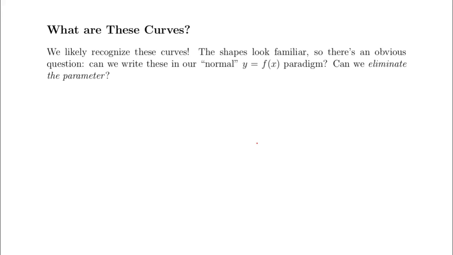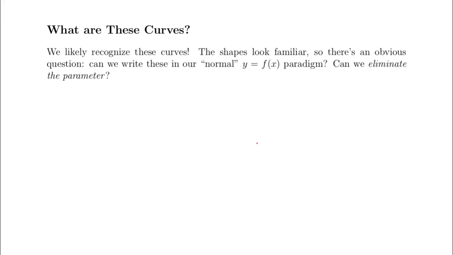So maybe we want to see, can we actually write these in a form where we would recognize that, right? Some y equals a function of x, where we can see, oh, this is a parabola because it's a quadratic function of x. And in that last one, we had a circle pretty clearly. Can we write this where we can see our normal equation of a circle? What we call this is eliminating the parameter by just getting rid of that parameter t.